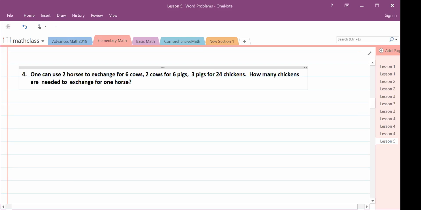You see that, okay, you can use 2 horses to exchange for 6 cows. You can use 2 cows to exchange for 6 pigs. 3 pigs can be used to exchange for 24 chickens. But how many chickens do you need to get 1 horse? Okay, so please do this problem. Can you write down the data and figure it out by yourself? You probably have to do the division, multiplication, just like what I showed you. You need to write it down.